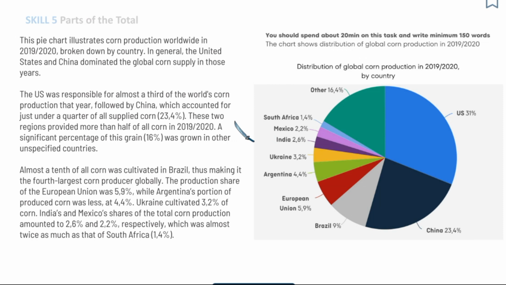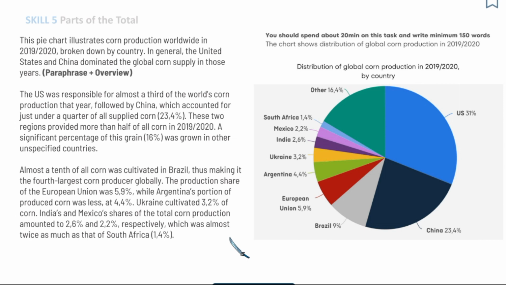Now at the screen you can see the report. So the first paragraph is the introduction, and as always it consists of two elements, the paraphrase and the overview. The overview is 2-3 key features, and here we have two countries, two leading countries, the United States and China.